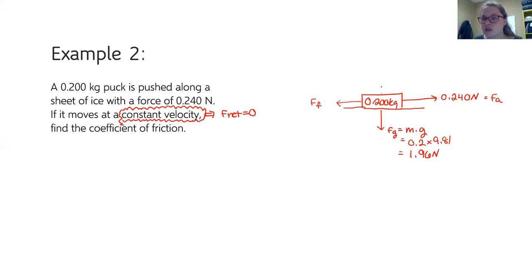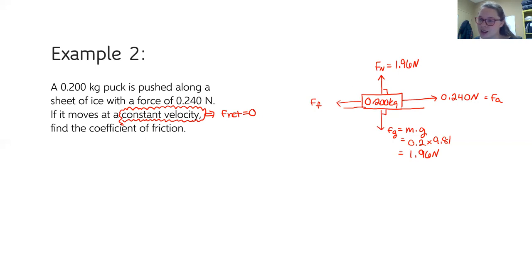Okay, and then we have another force, the balancing force to the force of gravity. So that's our normal force. And the normal force, in this case, gravity is perpendicular to the surface. The normal force is perpendicular to the surface, so they're both equal to each other, 1.96. Okay. So we have all of our pieces except for the force of friction.